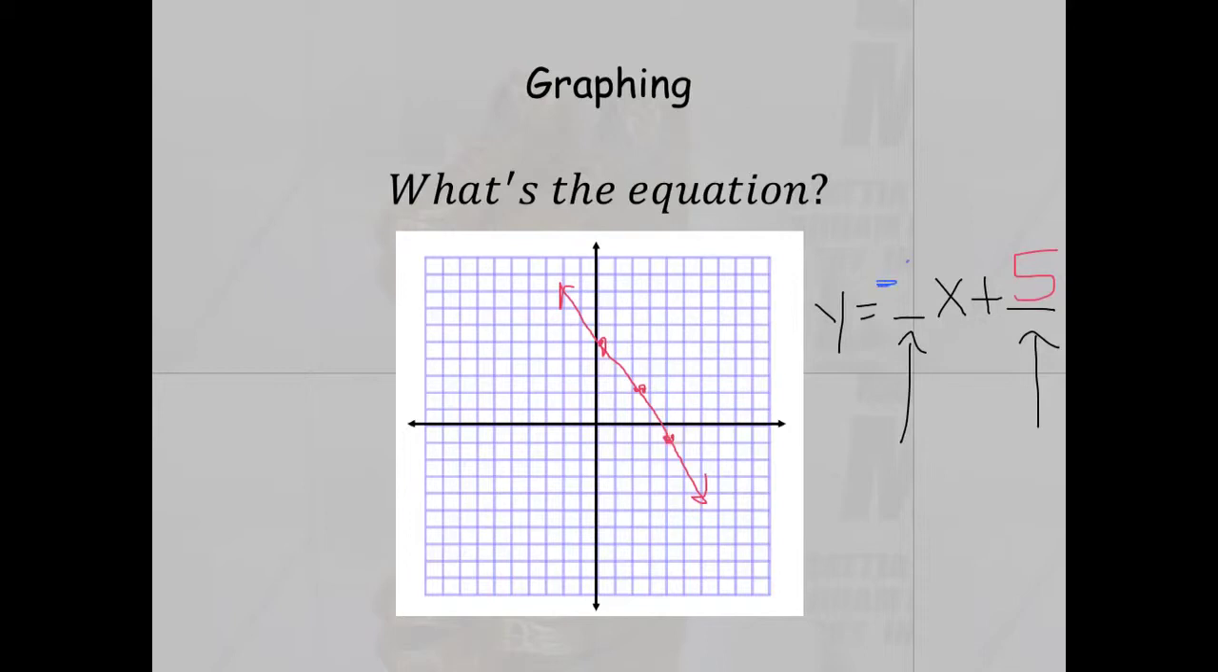We are going down 3. So our rise is negative 3. And then we go over 2. So our run is 2. And the slope of this line is y is equal to negative 3 over 2x plus 5. That is the solution to all the ordered pairs that you can plug into this equation.